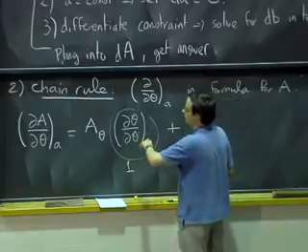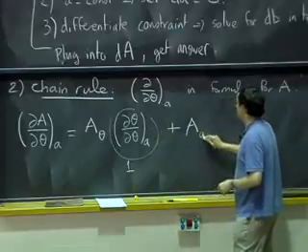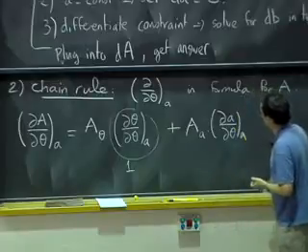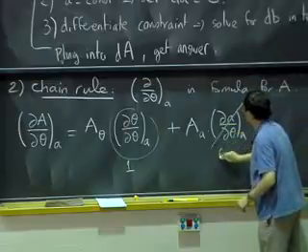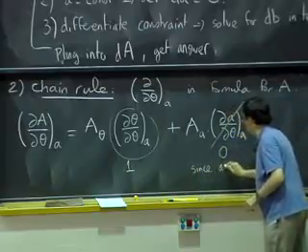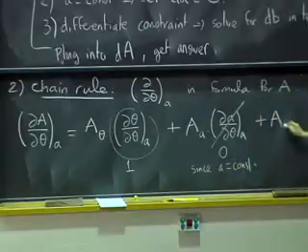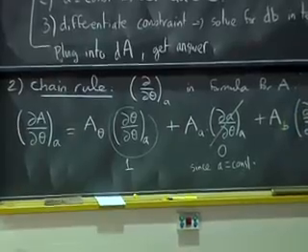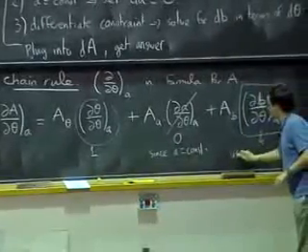Plus, then we have the formal partial derivative of A with respect to little a times the rate of change of a in our situation. Well, how does little a change if A is constant? Well, it doesn't change. And then there's A sub little b, the formal partial derivative, times the rate of change of b. Okay, and how do we find this one? Well, here we have to use the constraint.